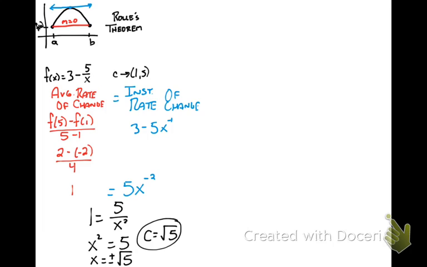Let's consider another example. F of x equals 2x plus sine x plus 1. We're focusing on the interval from 0 to pi. And we'd like to know what the equation of the tangent line is at the point which is the solution of the mean value theorem.